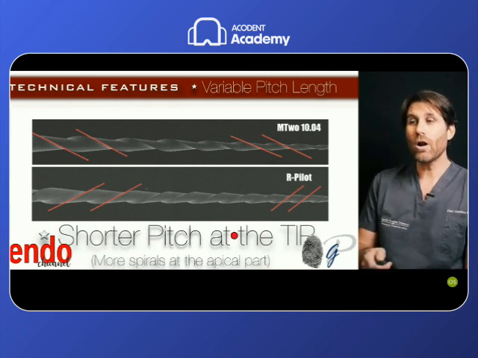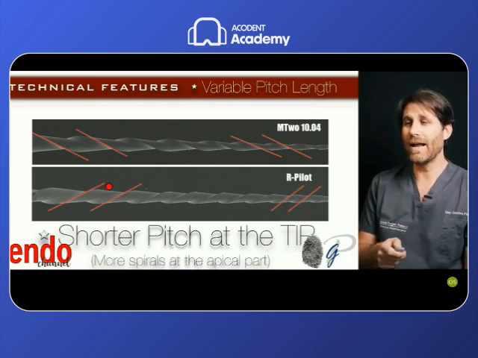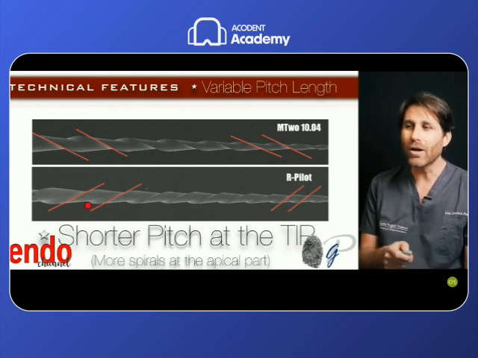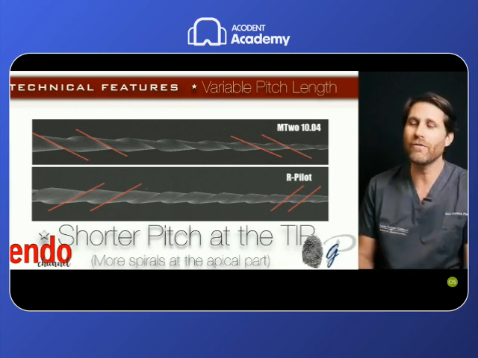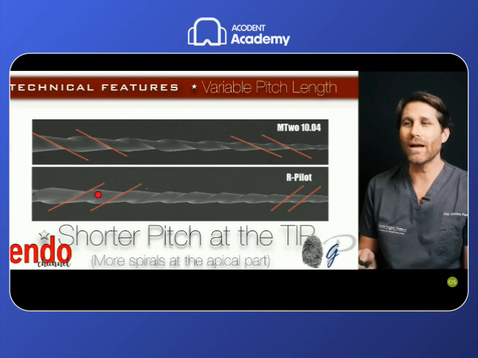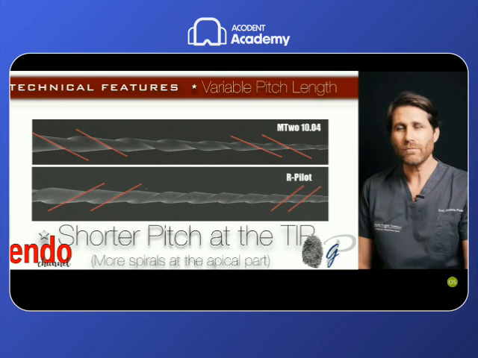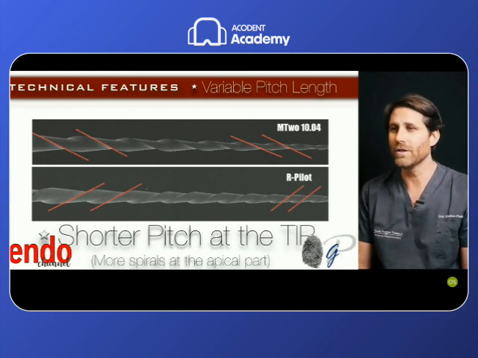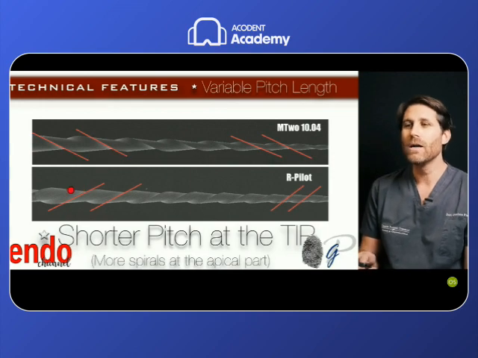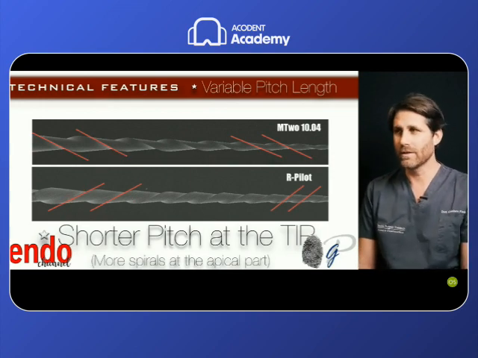Then in the coronal portion, the pitch length of this instrument is similar to the M2 10 04, so it's a longer pitch length, because in the coronal portion we don't need these features. In the coronal portion we need only a feature to cut in brushing, to cut in lateral action, to cut and to advance. So in this part we don't need to increase the torsional resistance, we need to increase the cutting efficiency of the file. So we need more vertical blades to increase cutting.